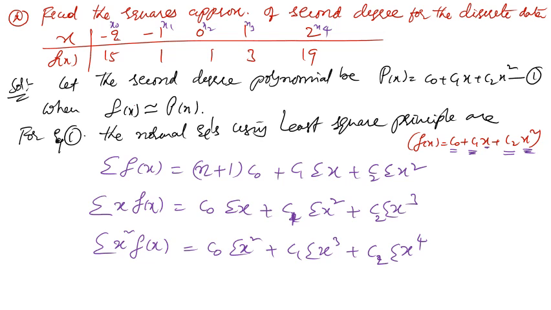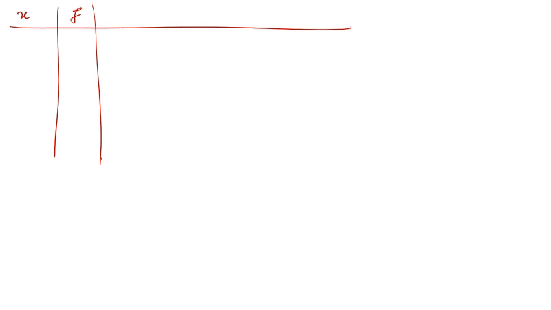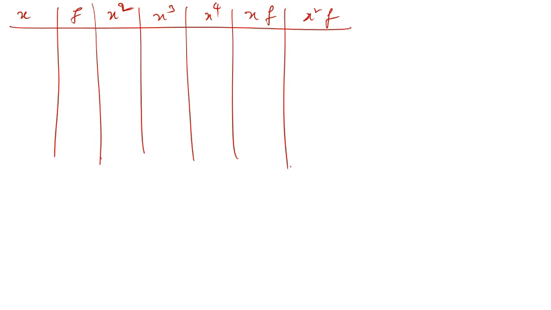Now let us find all the values. What are the required values here? Sigma f of x, sigma x into f of x, sigma x square f of x. Sigma x is required, x square, x cube, x power 4. These are all required, so form a table. X versus f, x square is required, x cube is required, x power 4 is required, and x into f is required. Next one, x square into f is also required. Put all these values over the table.